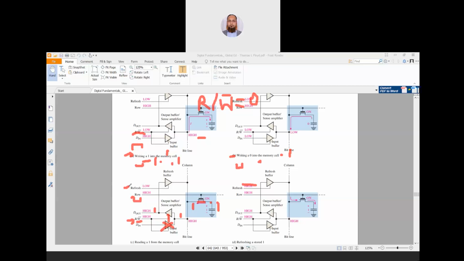And remember that we are keeping this refresh signal as low. In both the read and write operations, we keep this refresh signal as low. Refresh signal is kept high when we want to do the refreshing. So this is how we can read the stored signal.